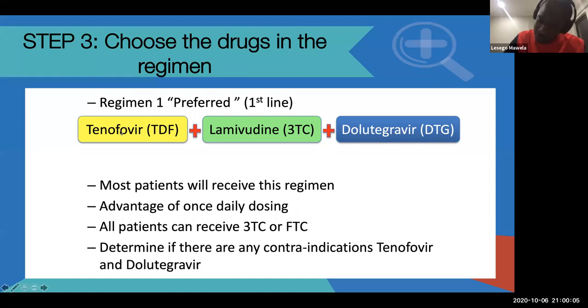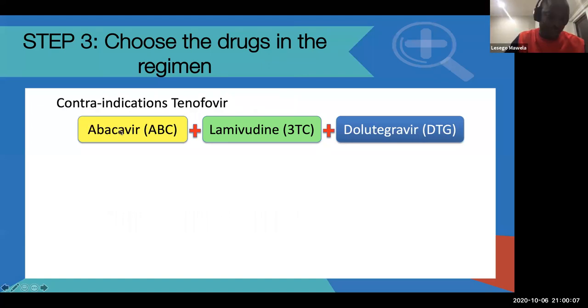So that's what we know. So therefore, we give abacavir. So we agree on abacavir. Lamivudine stays in the regimen. Now we need to assess if the dolutegravir is safe for this patient. Well, she's in the first 6 weeks of her pregnancy, right? So we want to avoid dolutegravir.